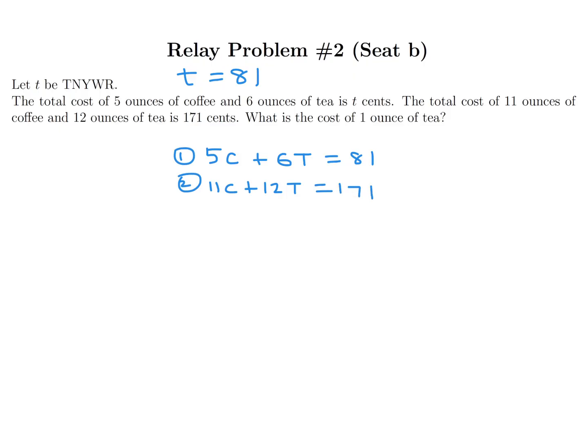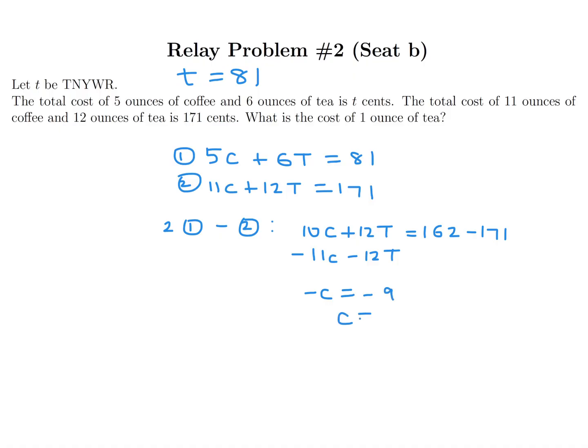So however you want to do this, how about 2 times equation 1 minus equation 2? That would give me 10c plus 12t is equal to 162 minus 171. Oh, I forgot the minus part: minus 11c minus 12t. Okay, so this leaves me with minus c is equal to minus 9. So c is 9.